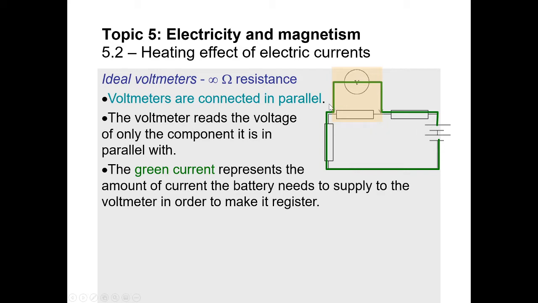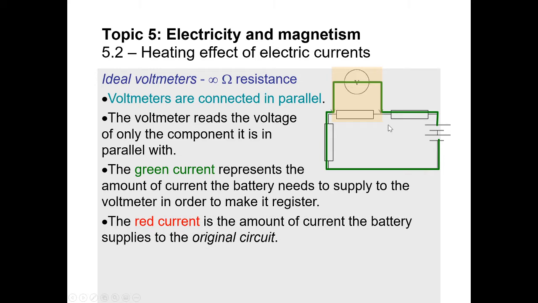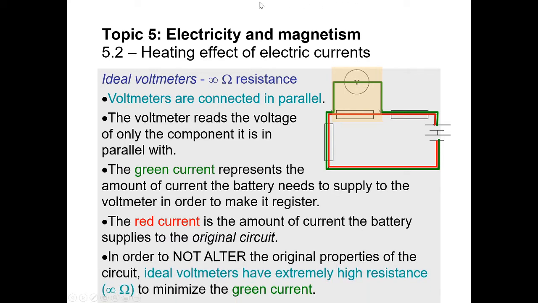So what this green little box shows is the current that is going through the circuit that goes through the voltmeter. Some of the current shown by the red box goes through the original resistor. It doesn't go through the voltmeter. What we want to do is make sure that most of the electrons go through the resistor and very few, if any, go through the voltmeter. So that's why we say ideally the voltmeter should have infinite resistance.